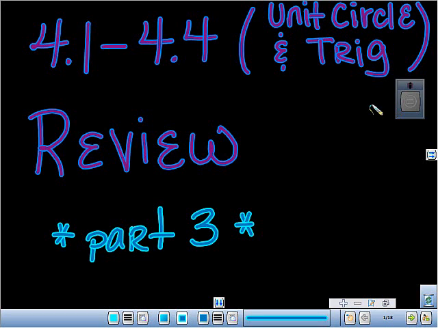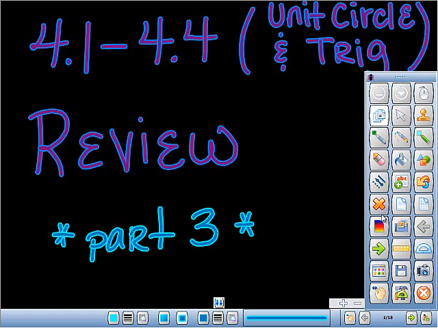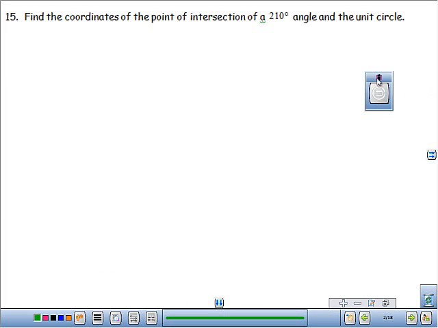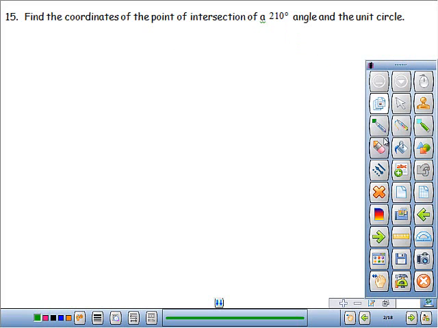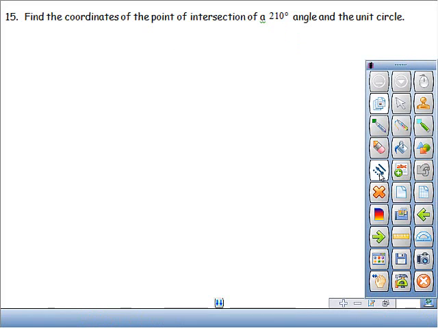All right, we're going over 4.1 to 4.4 review. This is part 3. We're picking up on question 15. It says to find the coordinates of the point of intersection of a 210-degree angle and the unit circle. That just means an angle whose terminal side intersects the unit circle. So we're looking for at a 210-degree angle, what point is that on the unit circle?